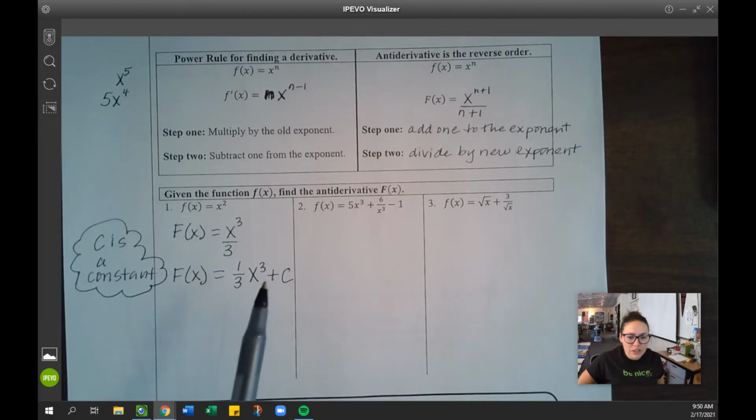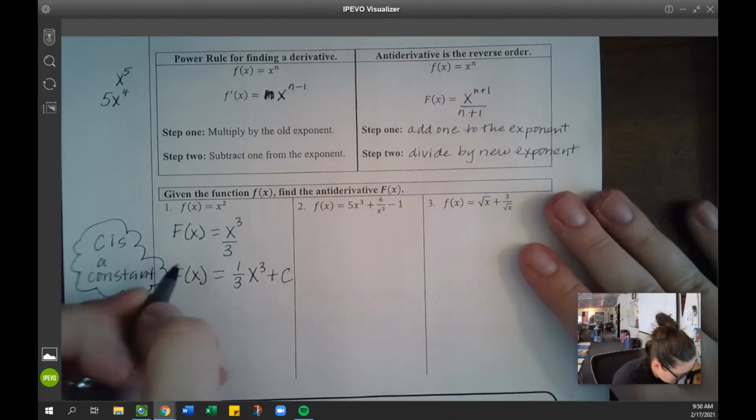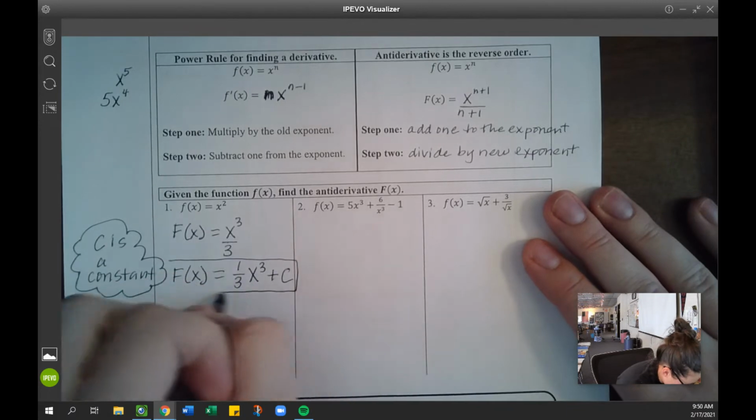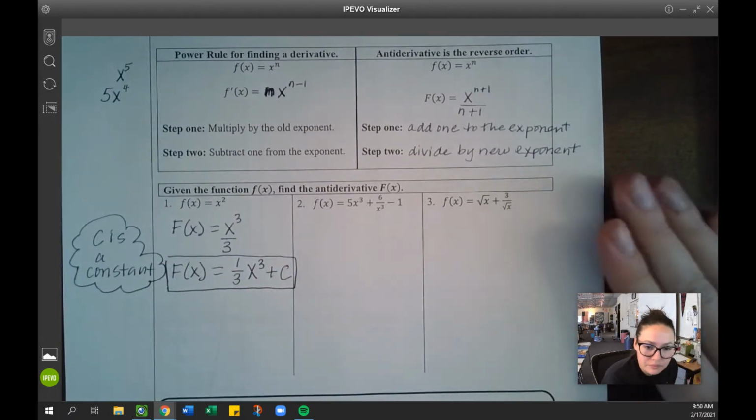So if I have 1/3 x cubed plus 3 or 1/3 x cubed plus 7, 1/3 x cubed minus 4, when I take the derivative, that constant goes away. So this would be our antiderivative here.